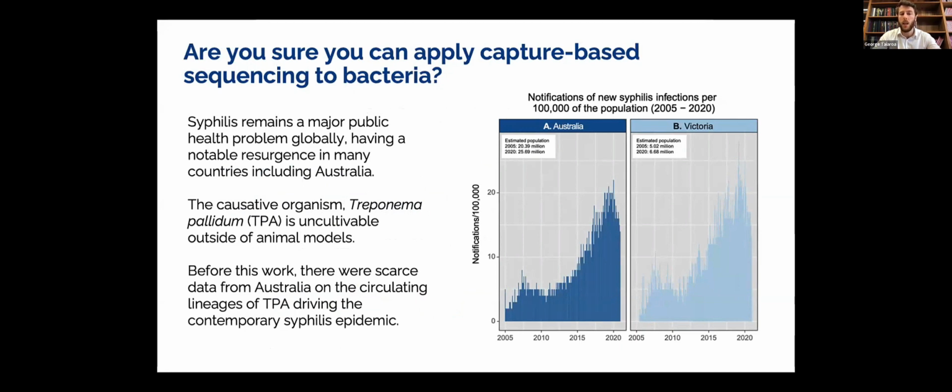And so we didn't really have a handle at all on the genomic epidemiology of this pathogen. And there was a real resurgence of syphilis in our setting in Australia and Victoria specifically. So we needed to have a handle on what was happening and what was driving this local epidemic.